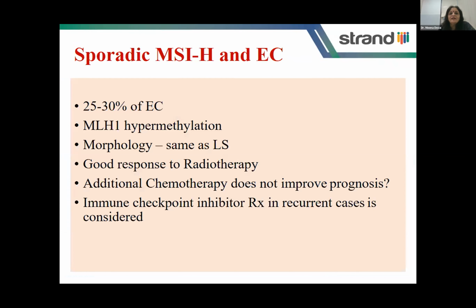Now, how does sporadic differ from the Lynch syndrome, the inherited? They form the bulk, actually, of endometrial carcinomas which show MSI high, but they are morphologically similar. The main clue is that MLH1 hypermethylation of the promoter is present. So you need to do an additional PCR test. There is no IHC surrogate marker for that, unfortunately. And again, they show good response to radiotherapy, and it still has to be clarified whether additional chemotherapy would help or not. And of course, there is the role of immune checkpoint inhibitors.